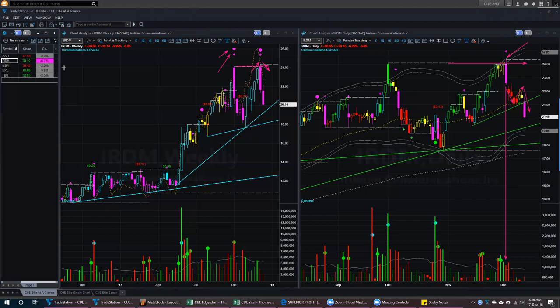Friday went down by 6.7%, large percentage. Very bearish shape and color candle on Friday. Last week's candle is also bearish. Certainly, we would not like to hold a long position in this stock.